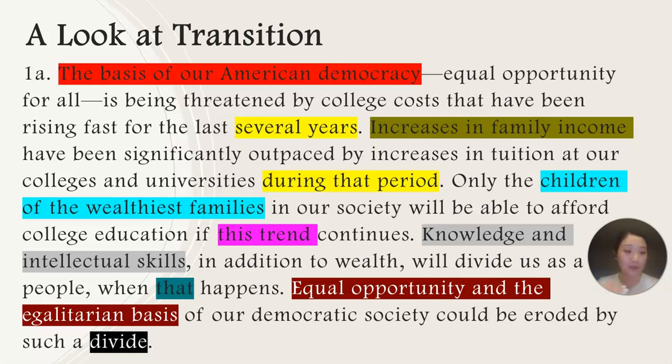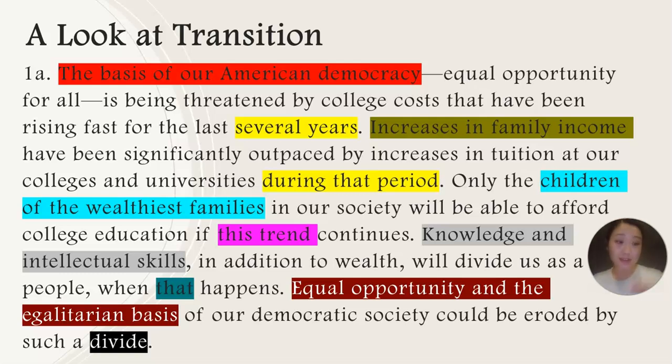That sounds like they might be the same thing going on here. And so I highlighted that one in the same color. Next one, "only the children of the wealthiest families" is the next concept. Again, different. And then we end that sentence with "if this trend continues." This trend. What trend? Okay, all right, next sentence. Again, an entirely different concept once more. "Knowledge and intellectual skills," and then we end with "that." "When that happens." When what happens? When this trend happens? What trend?